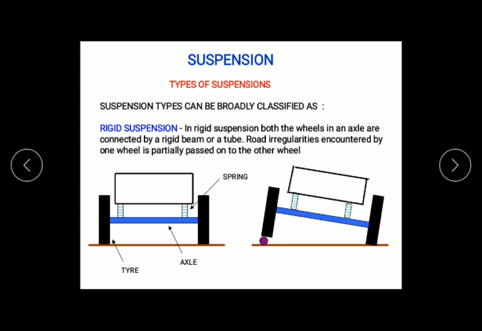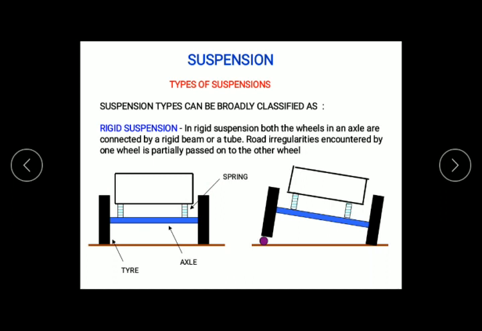Types of suspension. First is rigid suspension. In rigid suspension, both wheels on the axle are connected to the rigid frame or tube. In this case, both wheels are connected to the rigid frame. The road irregularities encountered by one wheel are partially passed to the other wheel.